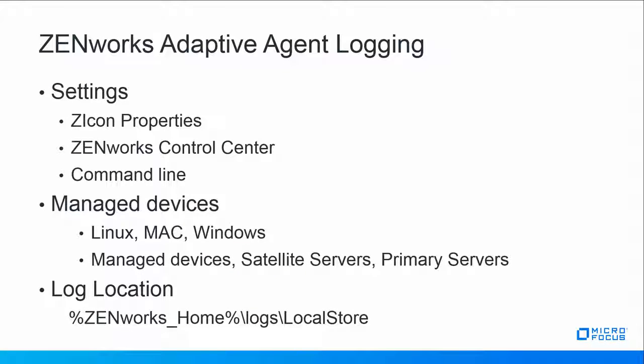The ZENworks logging can be set from the Z icon properties on the device or in the ZENworks Control Center, and there are some command lines you can use. The managed devices are Linux, Mac, and Windows, and they can be either managed devices, satellite servers, or primary servers, which all have the ZENworks agent on them. The log location is ZENworks home/log/local store.